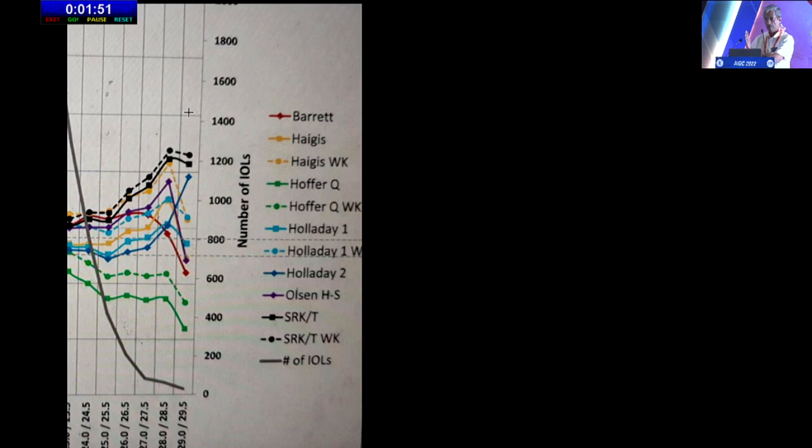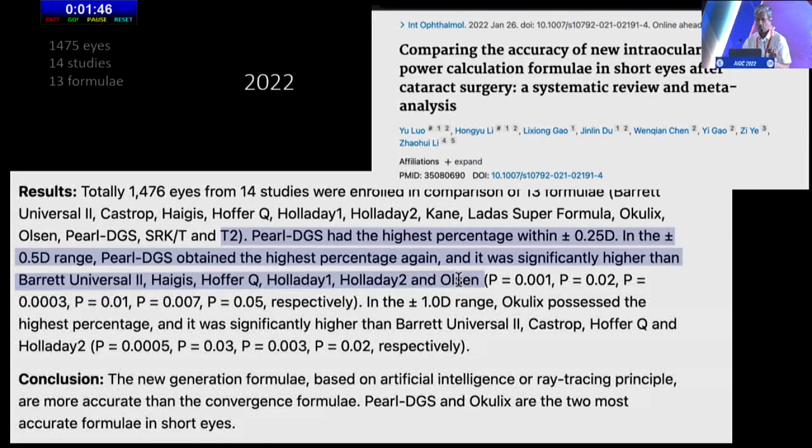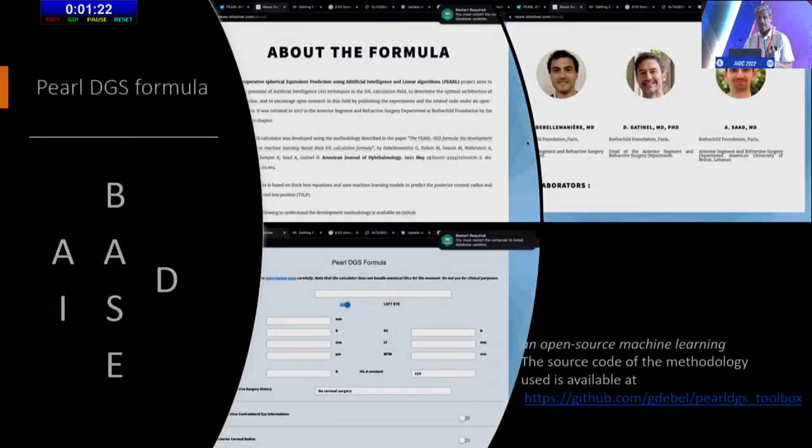Let us come to the hyperopic end of the spectrum where the IOL powers are like 25, 26, 30 and above. Here is a very interesting 2022 comparison. This review article reviewed several studies, 14 studies with 1,475 eyes. Very difficult to get 1,475 short eyes. And the conclusion was the Pearl DGS had the highest percentage of eyes within 0.25 error. What is Pearl DGS? It's an artificial intelligence-based open source formula. The formula code is available online, unlike most of the other modern formulas.